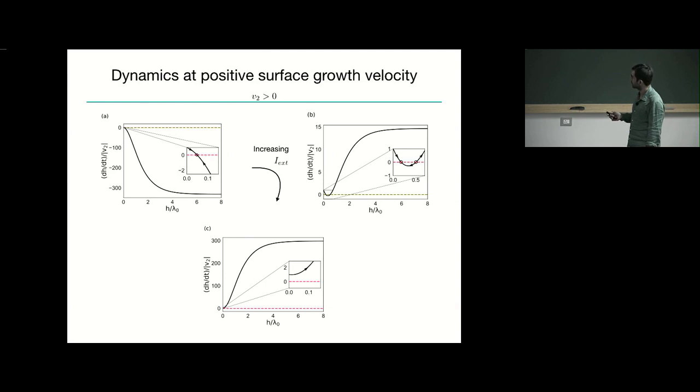One is the stable fixed point, the other one is unstable. If your initial thickness is somewhere here, you'll converge to this steady state fixed point, but if your initial thickness is above this cutoff, then the tissue will proliferate. Now, if you increase the current even more, the tissue just proliferates. You don't have the steady states anymore. So this is the behavior at positive surface growth velocity.